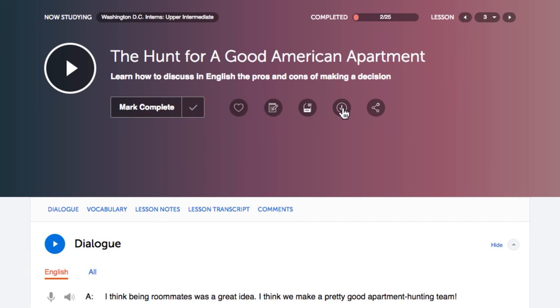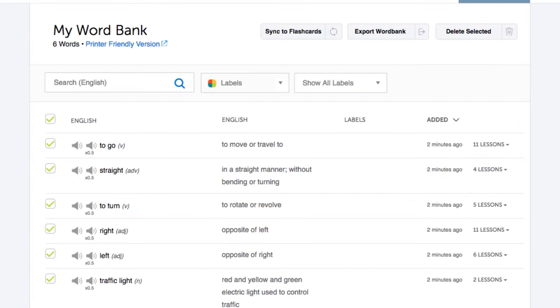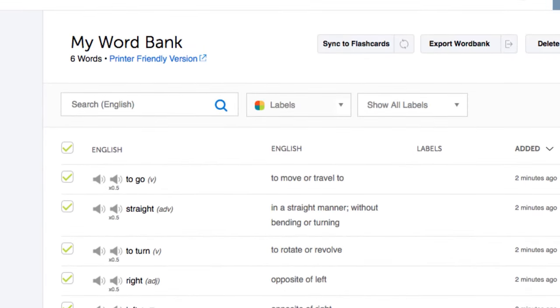Some things you can do right now are download the lesson and lesson notes, save the words to your word bank, or even write down the words or grammar rules, then come back to review them later.